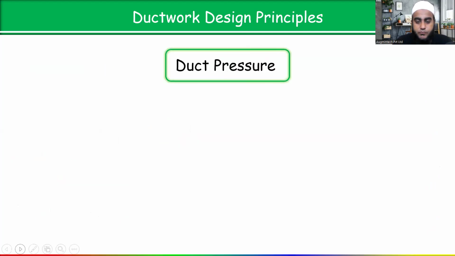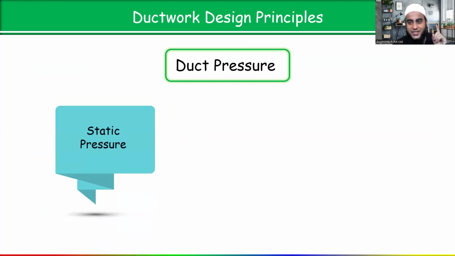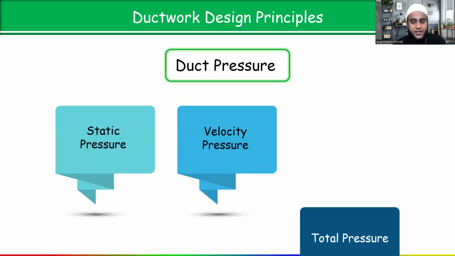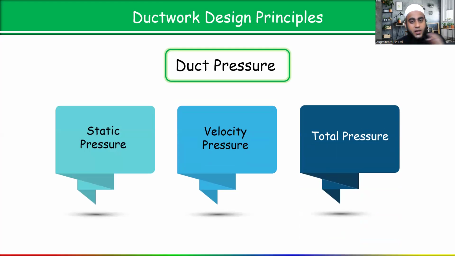Now let's see duct pressure. So what is duct pressure? Remember, airflow through a duct system creates three types of pressure. What are they? First is the static pressure, second is the velocity pressure, and third is the total pressure. So we have to discuss each pressure in detail. Let's see what is actually static pressure, because remember, these terms are very important before starting the duct sizing method.